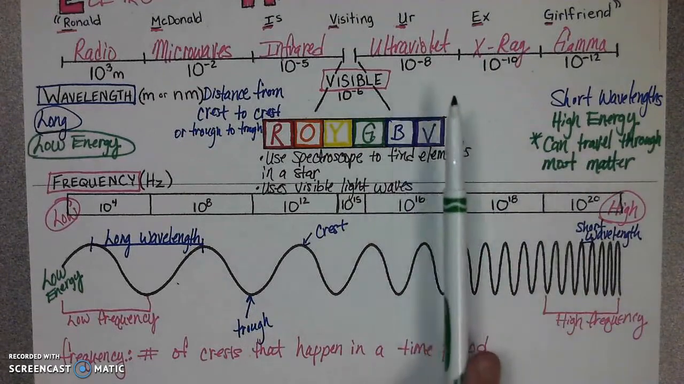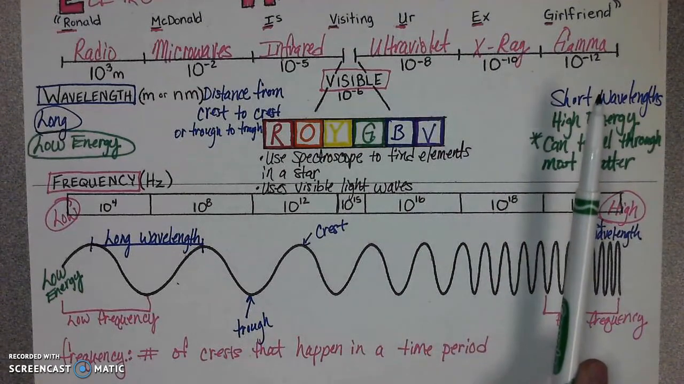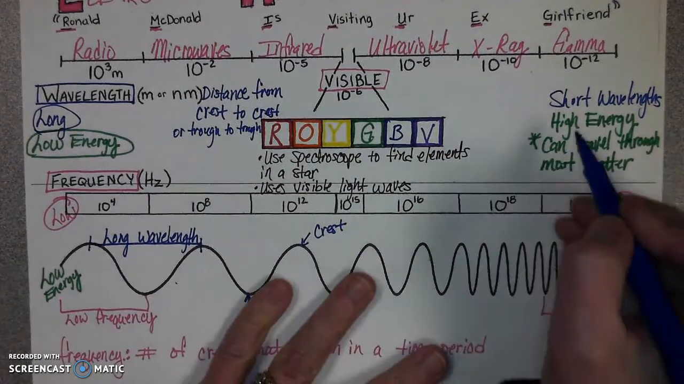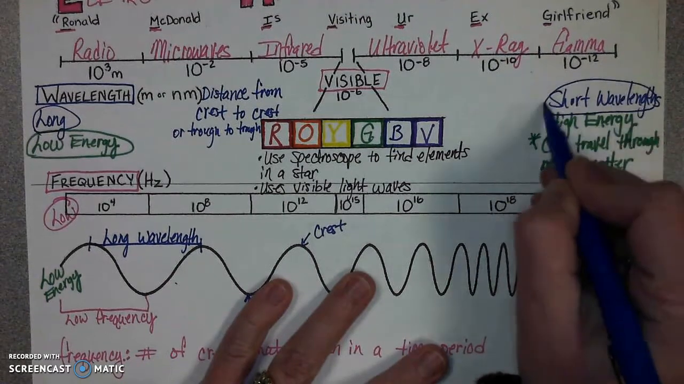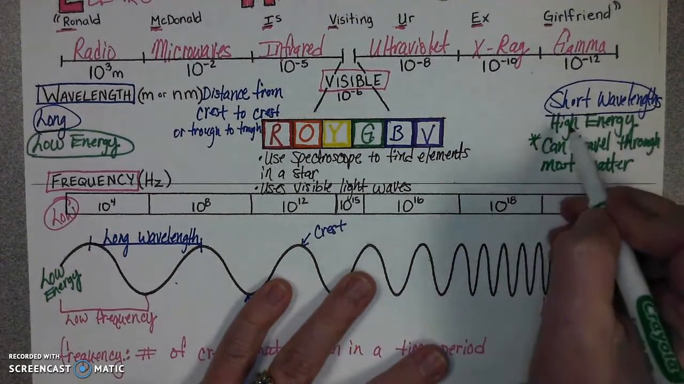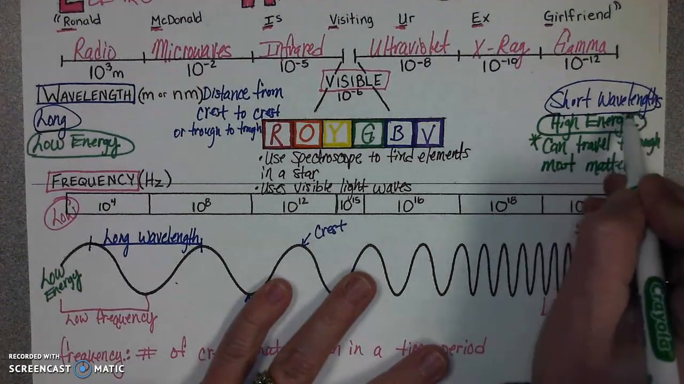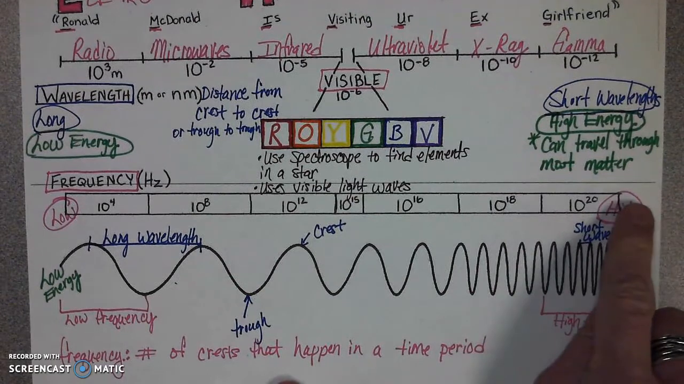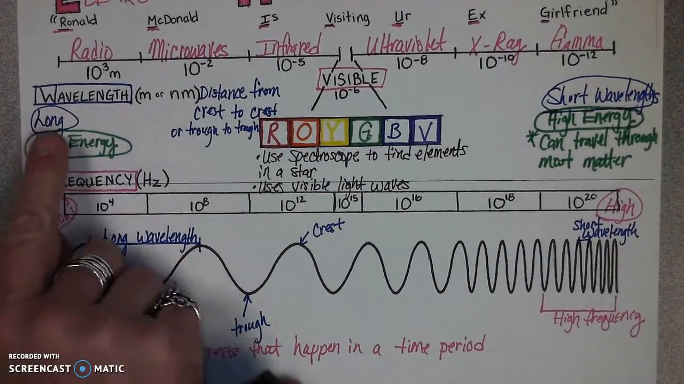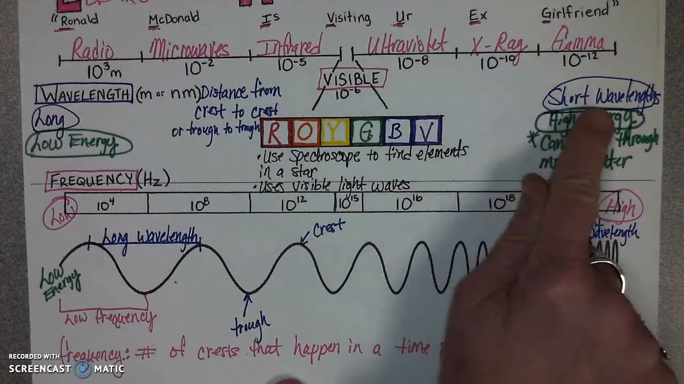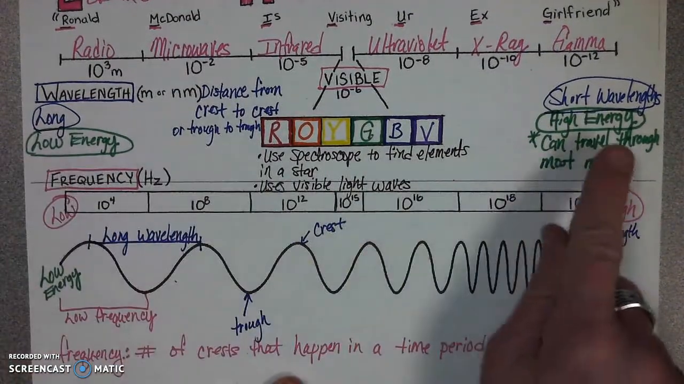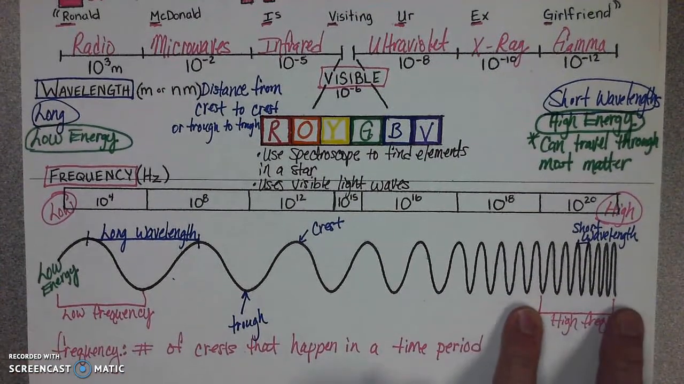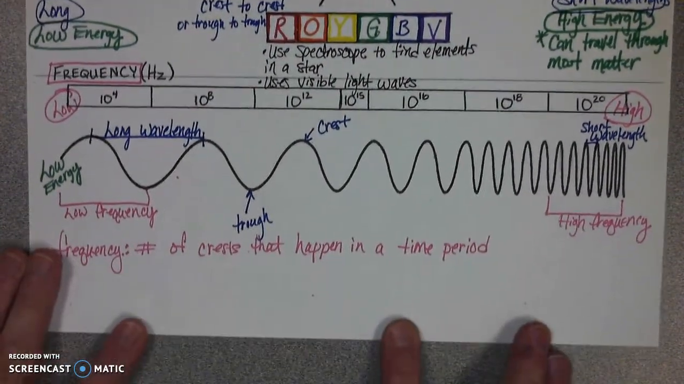Okay, so you can also think about these things on this side being more dangerous than over here. So we have short wavelengths, we have high energy, and we have high frequencies. So the polar opposite. Over here we have long, it's short. We have low energy, we've got high energy. We have a low frequency, and we've got high frequencies. So I just want to break this down really quick.